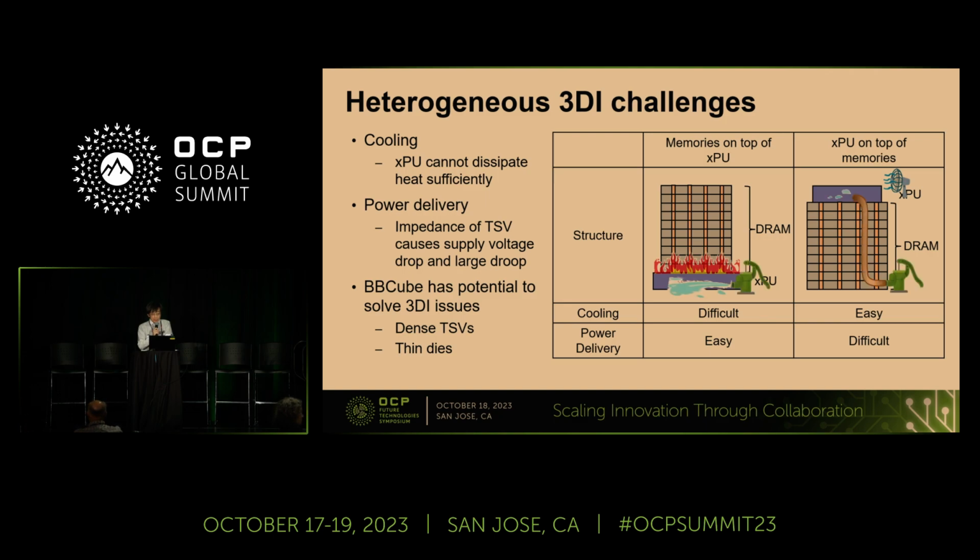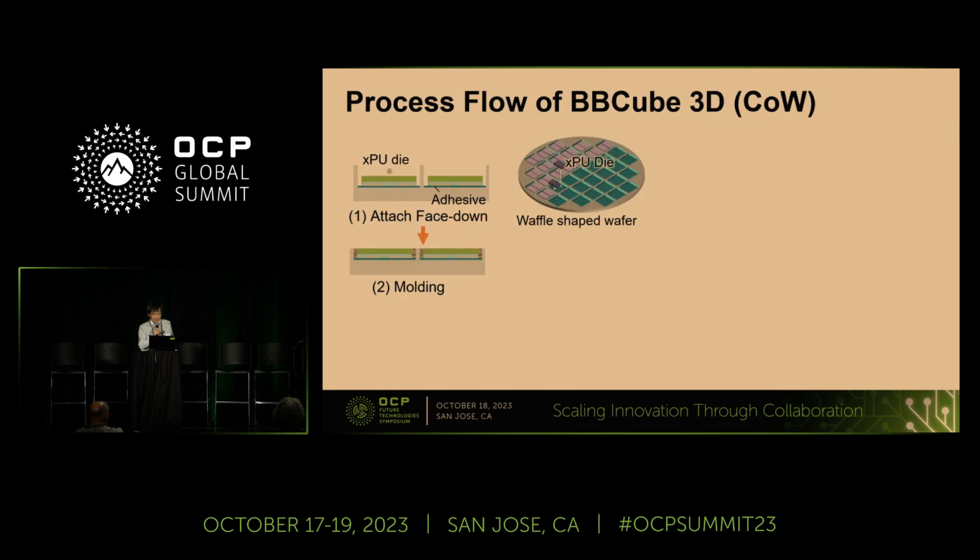The issue of the right type is power delivery. The impedance of TSV causes supply voltage drop and large loop. BBCube 3D has dense TSVs and thin dies. Therefore, it has the potential to solve these issues. In BBCube, two types of stacking processes are employed, chip-on-wafer and wafer-on-wafer.